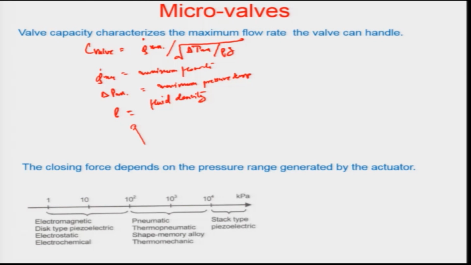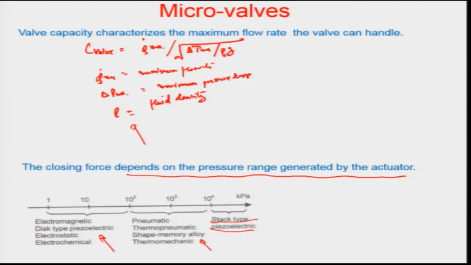That depends on the ranges generated by different actuators in terms of their base pressure level. There can be very high pressure stack type piezoelectric actuators which would be generating some actuation, or there can be relatively low pressure pneumatic, thermopneumatic, shape memory alloy based thermomechanical options, and then there can yet be another kind of actuation principle which includes electromagnetic, piezoelectric, electrostatic and electrochemical.